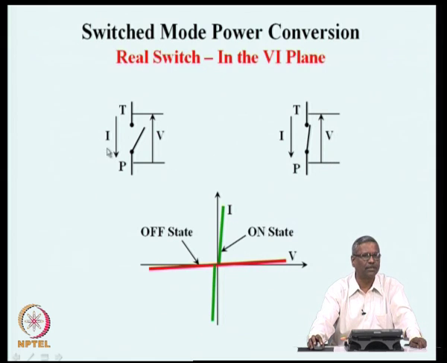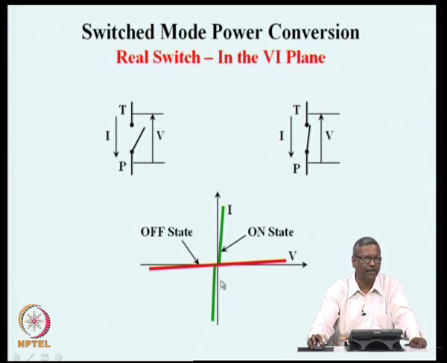Both these quantities are not 0, and on account of that, you will find that on the VI plane, the real switch operating points will now be close to the axis, but not exactly on the axis. The off state will be very close to the voltage axis, and the on state will be very close to the current axis. And you notice that the characteristic shown here has both sections on the positive current and negative current, positive voltage and the negative voltage.